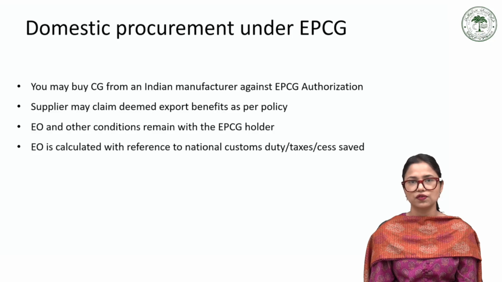In the case of a foreign buyer, the tariffs would be at a concessional rate according to the specified tariff duty. And in the case of domestic procurement, the duty saved would be with reference to the national customs duties, any other local taxes, or cess if applicable.